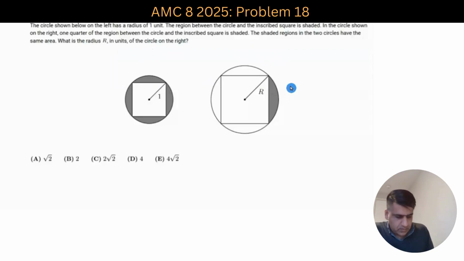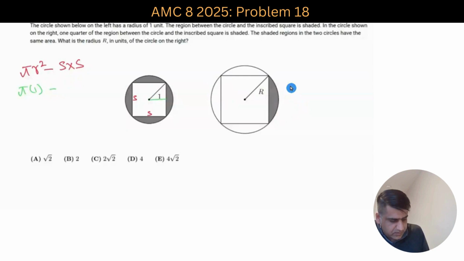So to solve this problem, we will start with the small circle, and we know that the area of the shaded region will be pi r square minus the area of the square. So I'm representing this with S. We are given the radius, so we can just simply plug that here. However, for the square, we need to find the lengths.